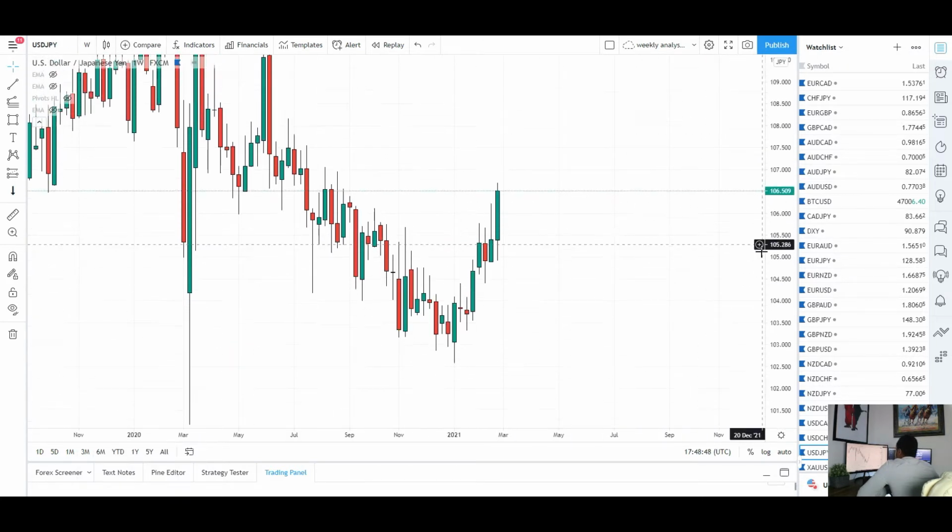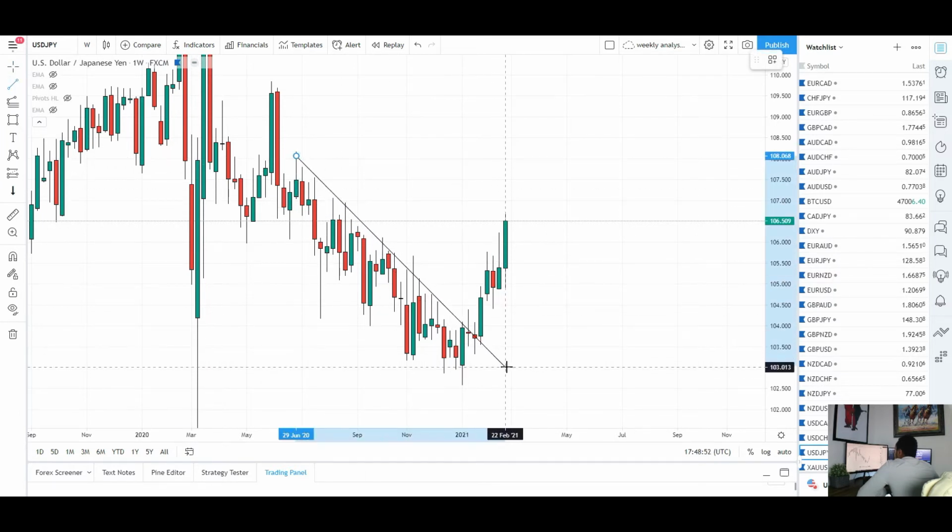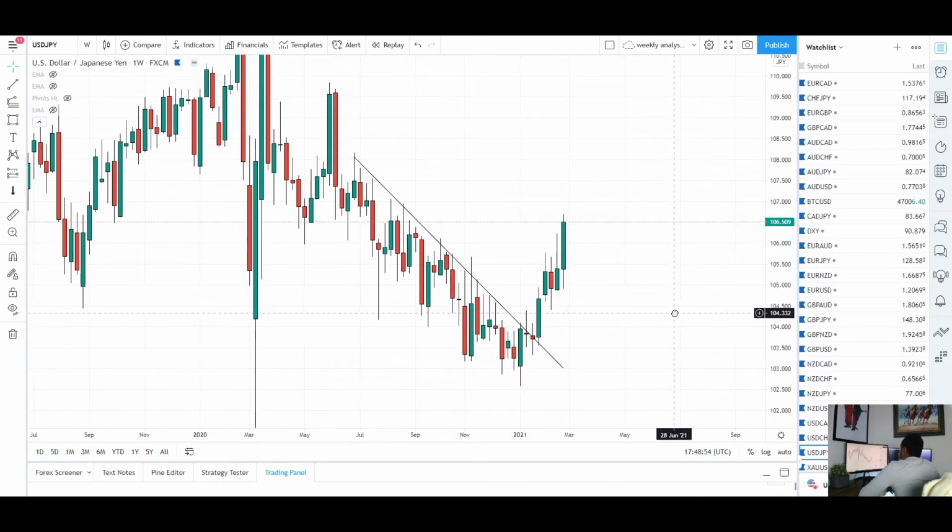You can see on the weekly chart, we've had a very strong push to the upside. We've broken through this trend line here quite a while ago now, but it's looking like we could be seeing a very strong reversal here, very impulsive move. Again, expecting to see some retracement now for USD/JPY, but I think the bigger move is still to the upside.